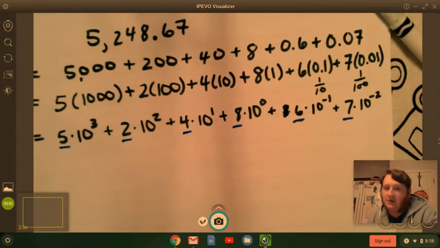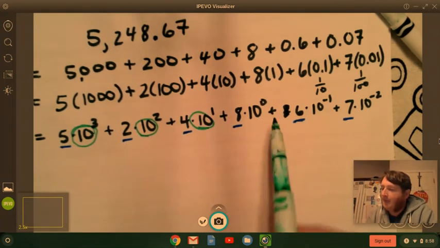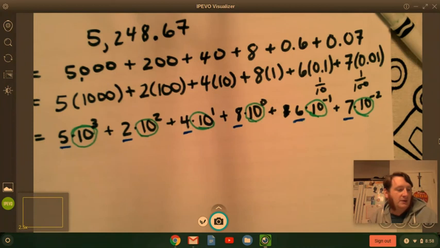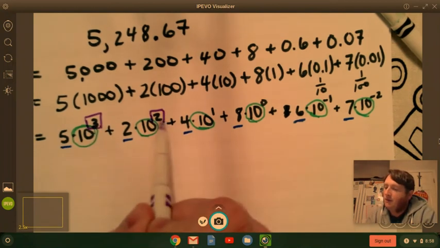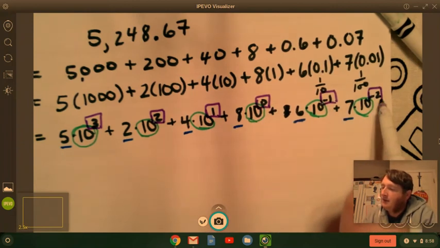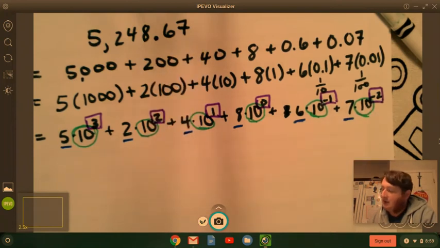There's all the digits from the original number, and each one of them is being multiplied by a power of 10. And there's kind of, sort of, a pattern going on with the exponent on 10 that's related to the idea of place value. And because I chose to do one that even had decimal places, you got into negative powers.